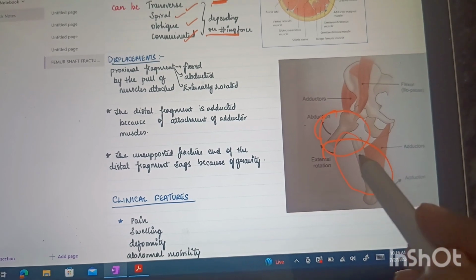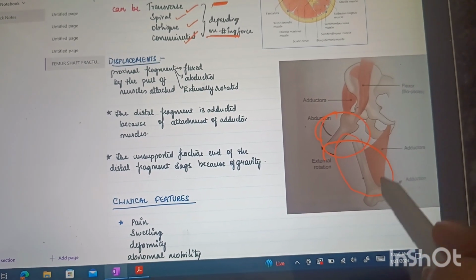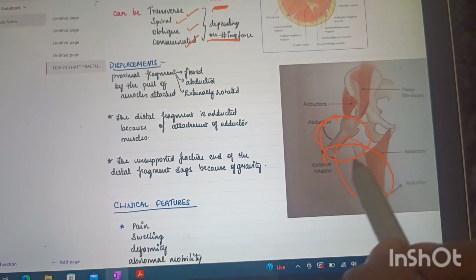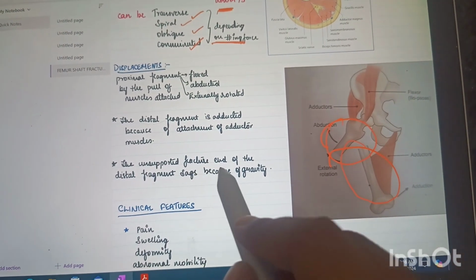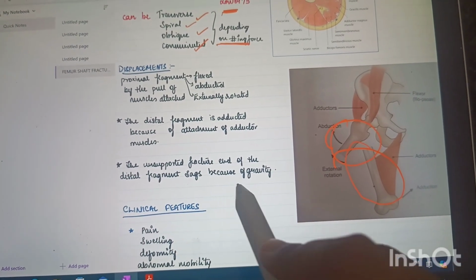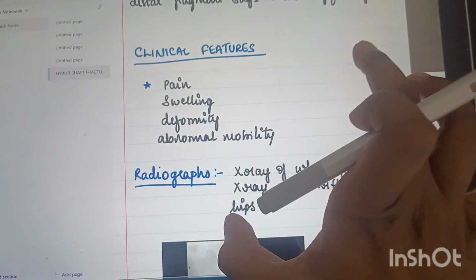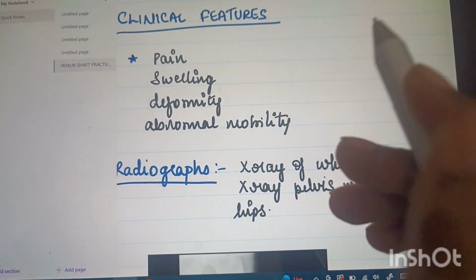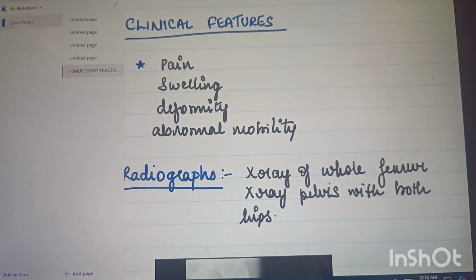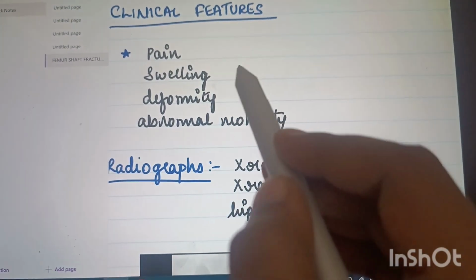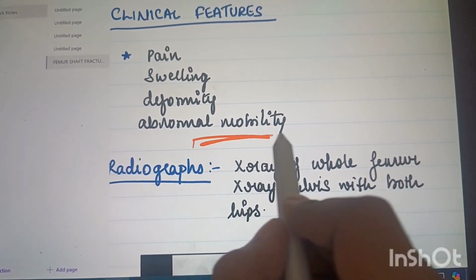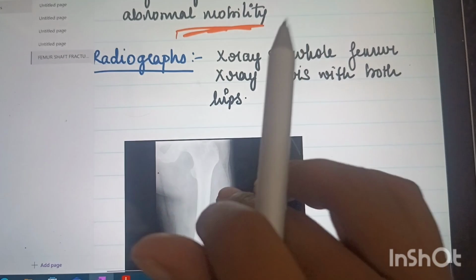Next comes the distal fragment. As adductors are attached to the distal fragment, it is adducted. The unsupported fracture end of the distal fragment sags because of gravity. Next comes the clinical features. In clinical features you can observe that the patient comes to you with complaints of pain, swelling, deformity and abnormal mobility.